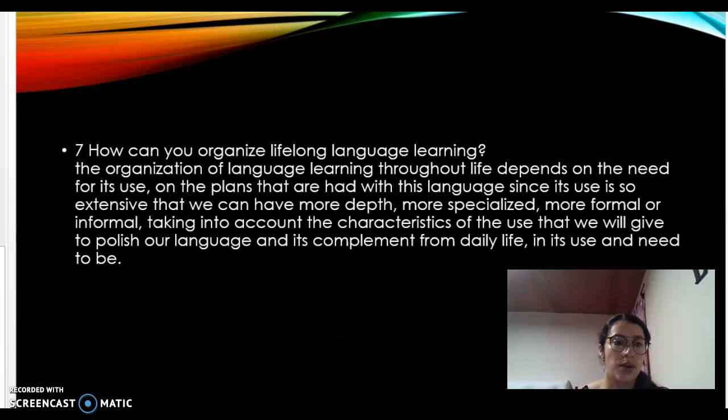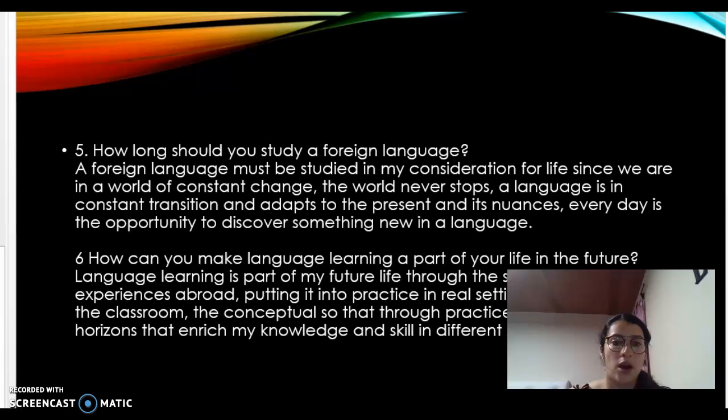Now, 5. How long should you study a foreign language? A foreign language must be studied, in my consideration, for life. We are in a world of constant change. The world never stops. A language is in constant transition and adapts to the present and its nuances every day, an opportunity to discover something new in a language.